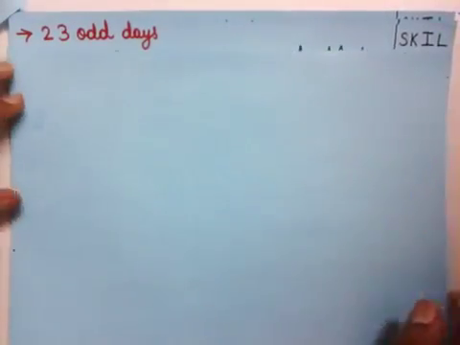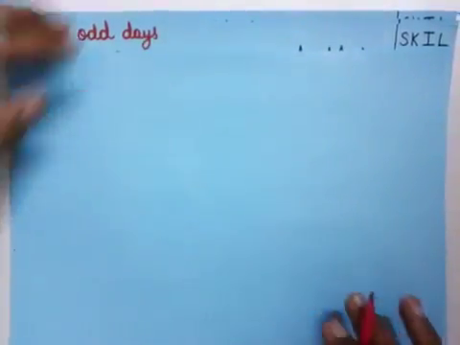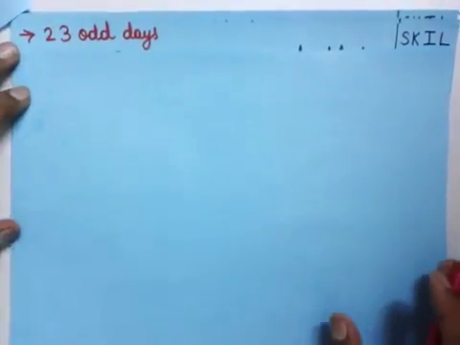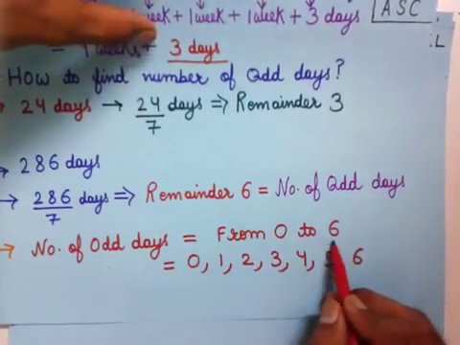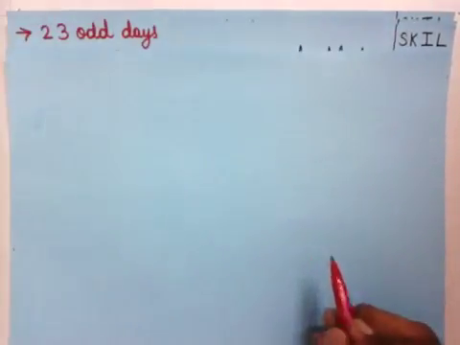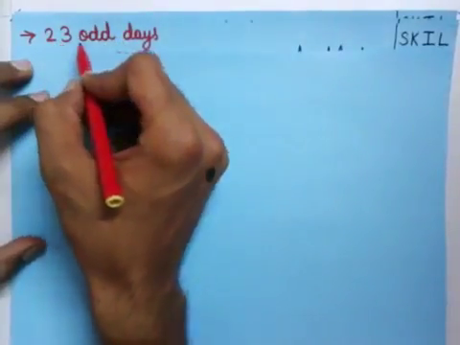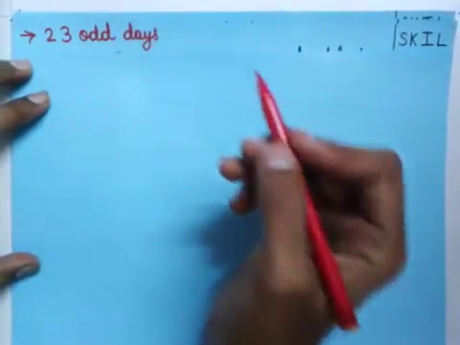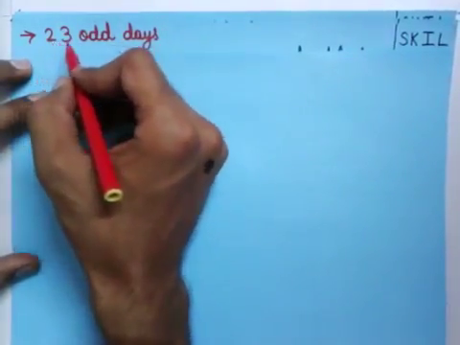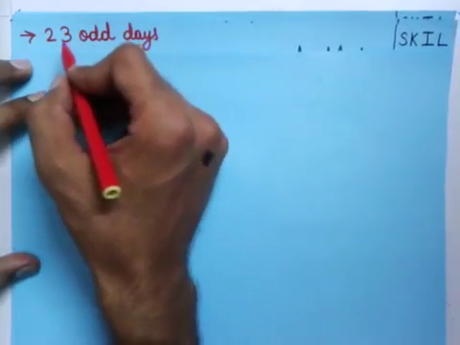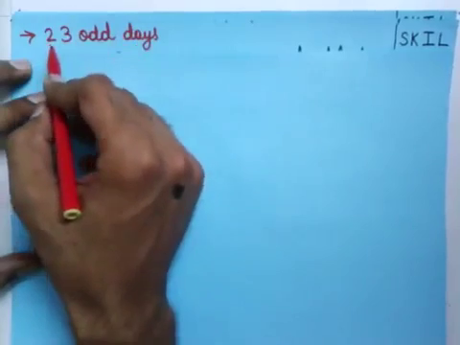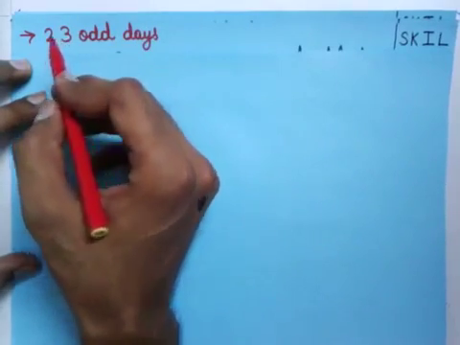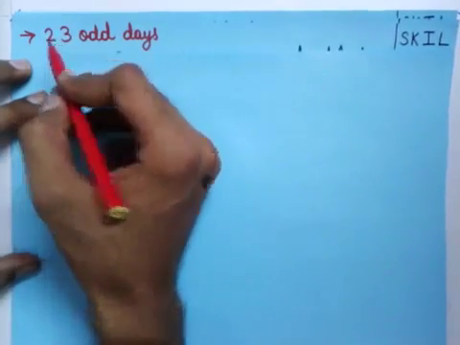We take an example of 23 odd days. Suppose we have 23 odd days. Before, we have seen the number of odd days can only be from 0 to 6. And here we see there are 23 odd days. It means this is not the correct number of odd days. You see, these 23 days still have weeks in it.